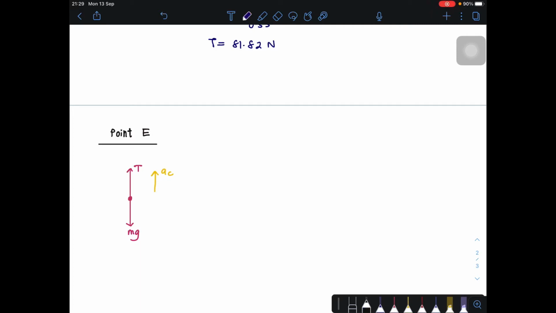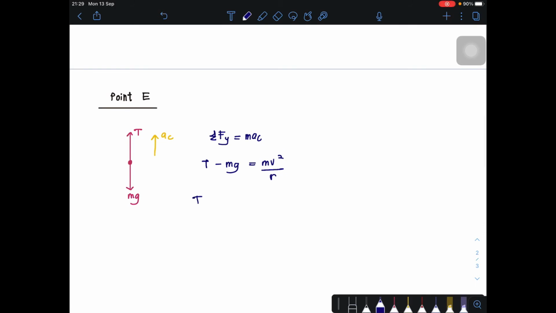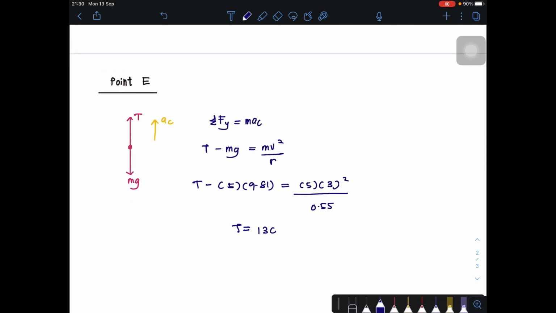So bolehlah keluarkan. So the sum of Fy is equal to MAC. Okay, follow AC positive, opposite will be negative. So T will be positive, Mg will be negative. Sama dengan mv square divided by R. And then just masukkan, di mana mass adalah sama juga. Okay, dan tekan calculator, kamu akan dapat value untuk T dekat point E adalah sama dengan 130.87 Newton.